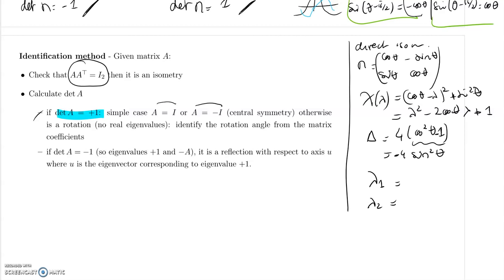So we get, in the first case, 2 cosine theta plus or minus i times 2 sine theta, divided by 2, and in the other case, 2 cosine theta minus i 2 sine theta.